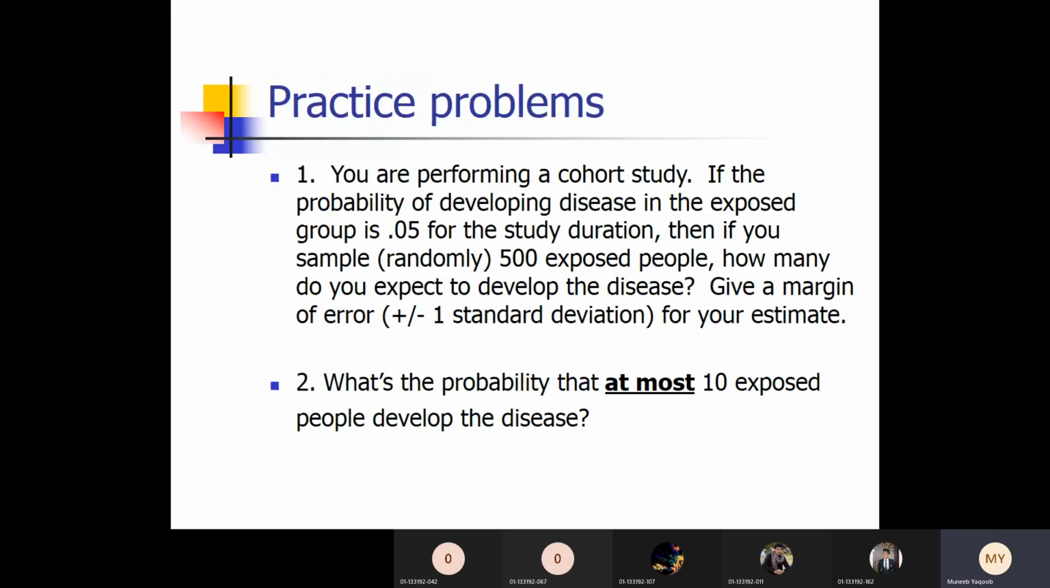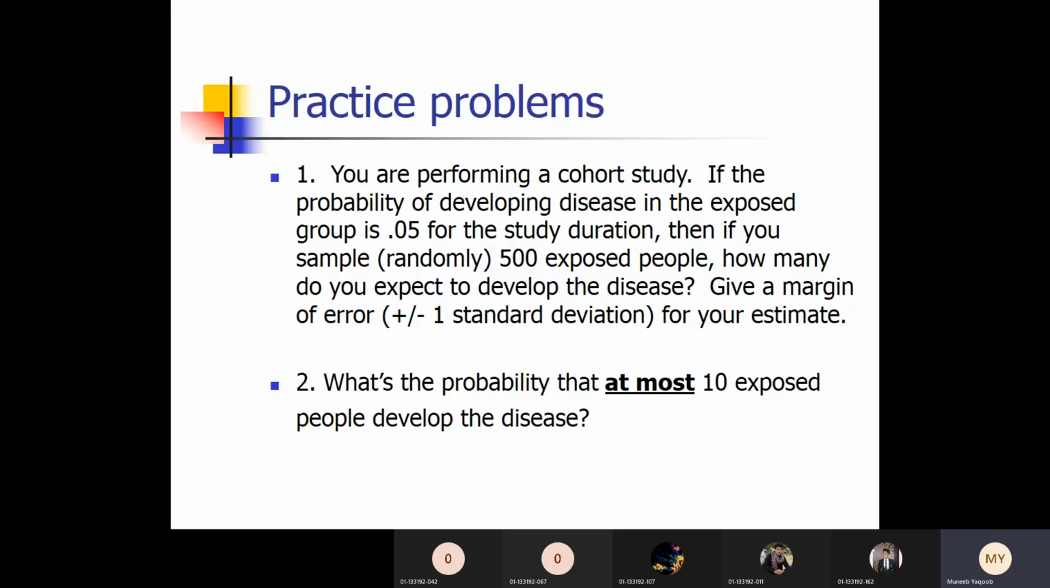So now if we are interested in calculating a probability where the number of trials is equal to 500 and the probability of success is given as 0.05, the question is how many do you expect to develop the disease? What is happening? You are performing a cohort study. If the probability of developing a disease in the exposed group is 0.05 for the study duration, then if you sample randomly 500 exposed people, how many do you expect to develop the disease?